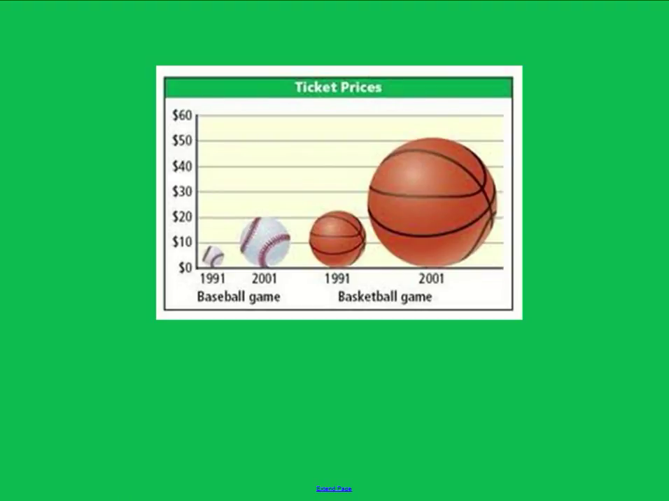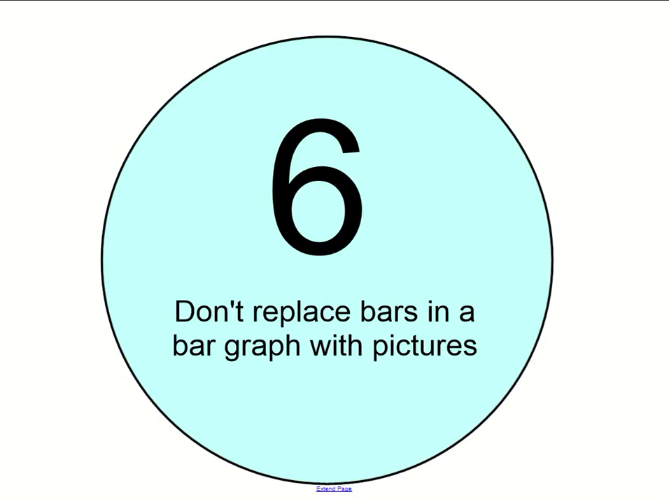Same thing here with baseball and basketball games. Once again, for the ticket prices, if they had done two little baseballs in there, it would have been easier and more accurate comparing, or two basketballs in there. So one thing to get from those is don't replace the bars in a bar graph with pictures. Just keep it simple. Make a simple bar graph. It's a lot less work and a lot more accurate.